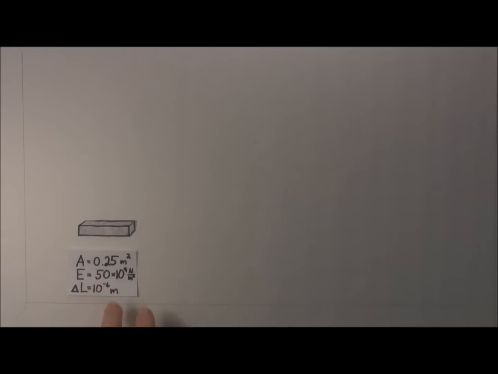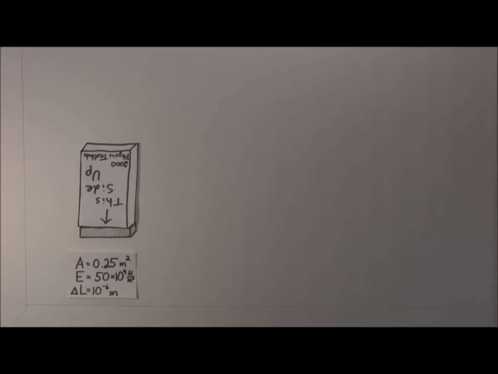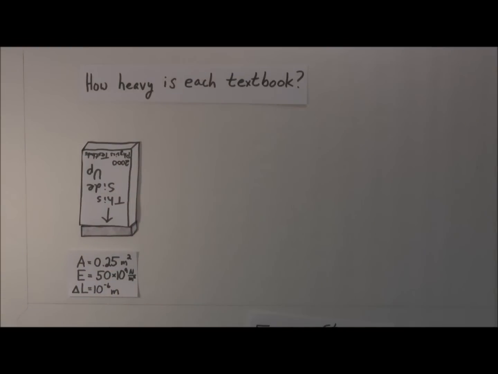Let's do a more interesting problem. Okay, let's go. We have a 0.1 meter tall marble platform with a cross-sectional area of 1/4 meters squared. If the Young's modulus of marble is 50 times 10 to the 9th newtons per square meter, and the platform was compressed 1 micrometer by a box of 2,000 identical physics textbooks, how heavy was each textbook?